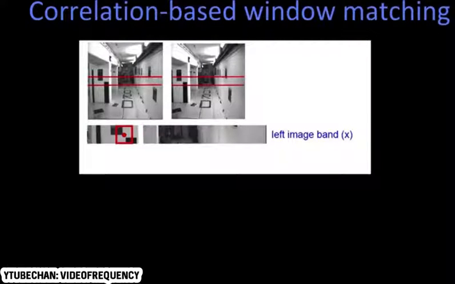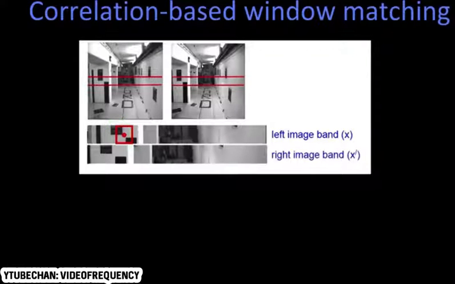So I'm showing you the two little bands that are the height of the window. From the left image band, we're going to pull out a particular point. Here's this point and the window associated with it. That means we have to pull out the right band, the epipolar band, if you will. It's the epipolar line, but with the window height.